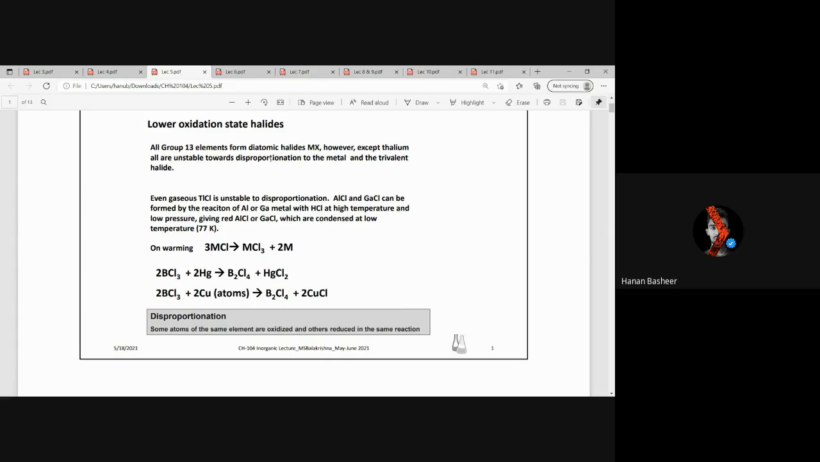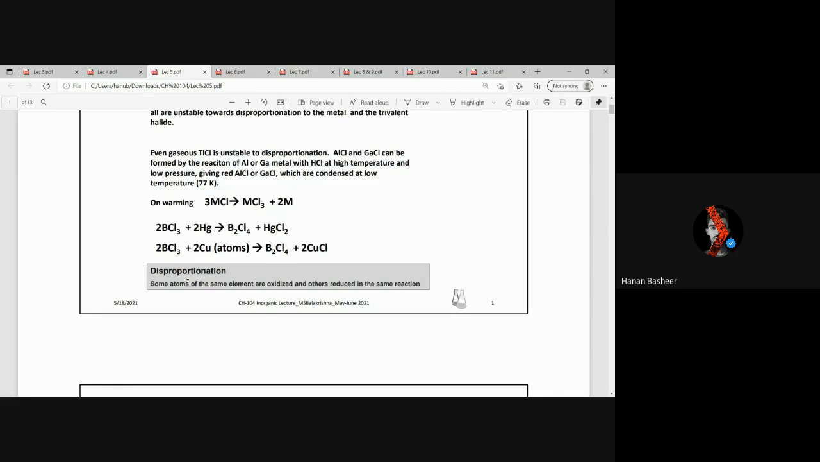We know that in group 13 the diatomic halides MX are formed, and except thallium all are unstable towards disproportionation reaction, and even gaseous TlCl is also unstable to disproportionation. AlCl and GaCl are formed by reaction of Al and gallium metal with HCl at high temperature. So warming will give this reaction, that MCl forms MCl3 plus 2M. BCl3 when reacted with mercury gives B2Cl4 plus HgCl2, and similarly with copper we get B2Cl4 plus CuCl.